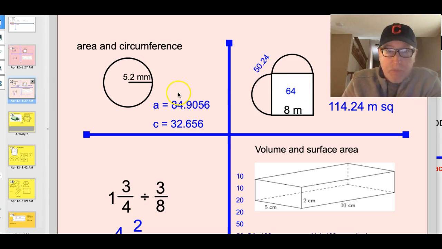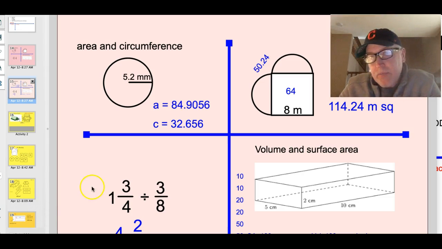All right. Well, the area and circumference of the circle, if the radius is 5.2 millimeters, the area is going to be pi r squared, which would be 3.14 times 5.2 times 5.2, 84.9056. This would be in millimeters squared. And then if the radius is 5.2, the diameter is 10.4. 10.4 times 3.14. d pi is what we want there. 32.656.